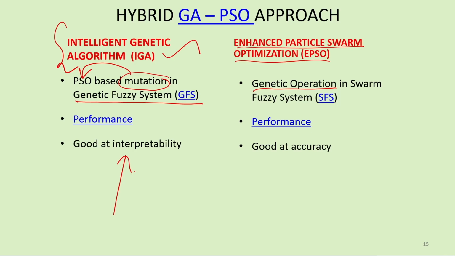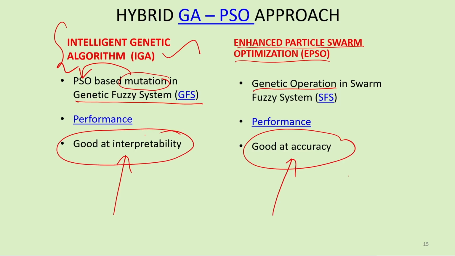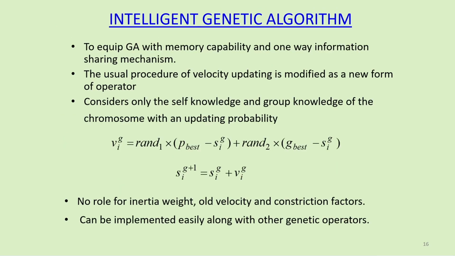The fundamental operation in particle swarm optimization is velocity as well as position updating. In addition to that, you can also include crossover, mutation and so on. If you observe the performance of your system, this enhanced particle swarm optimization is good at accuracy, and this intelligent genetic algorithm is good at interpretability. So what is this intelligent genetic algorithm? You want to include the memory capability for GA. The usual velocity and position updating equation is additionally incorporated into the genetic algorithm, and that is the way you can make the genetic algorithm work more efficiently.